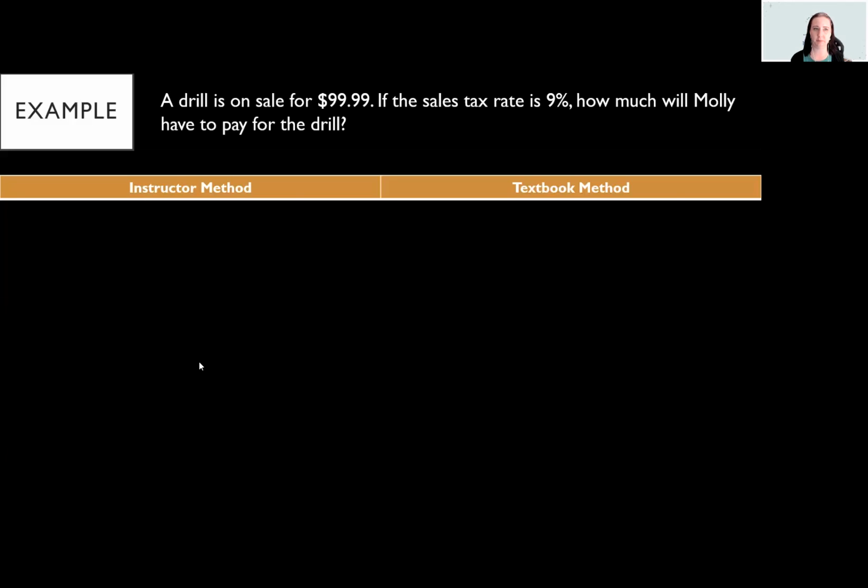So first example here. A drill is on sale for $99.99. If the sales tax rate is 9%, how much will Molly have to pay for the drill? So we're adding tax. We want to know the price after tax. So for the proportion method, you basically have your new price, which we are going to call the after tax price.